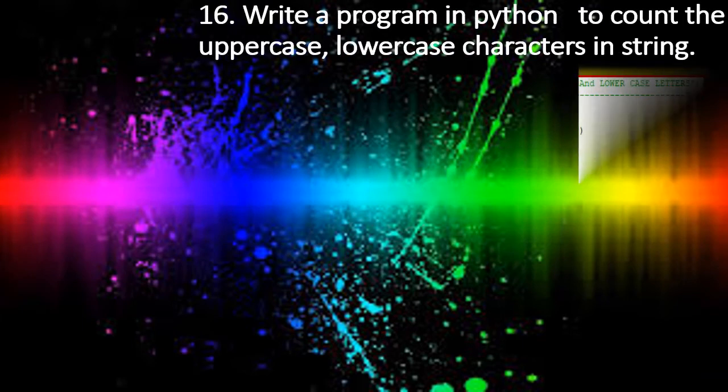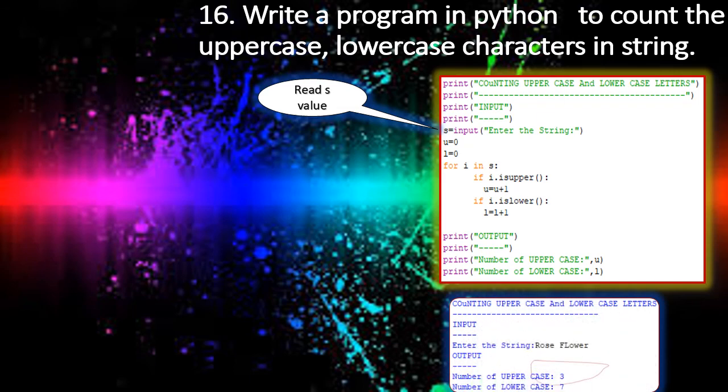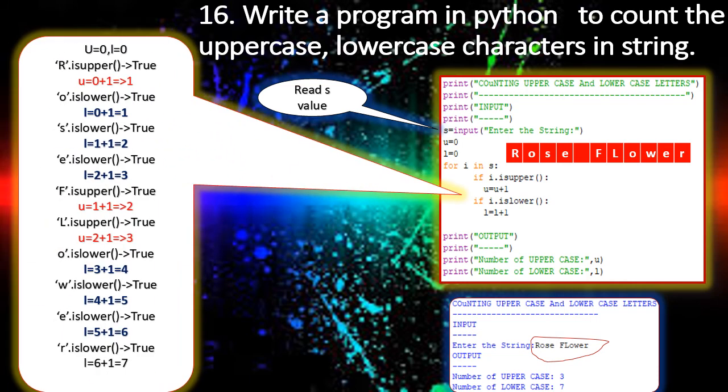And next we are going to count how many uppercase and lowercase letters are in the given string. So here the string is rose flower, with R and F as upper letters. So from s, one by one letter will be assigned to i, and we are checking one by one letter.